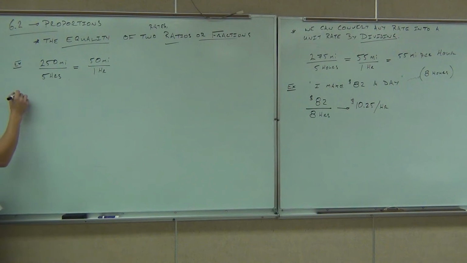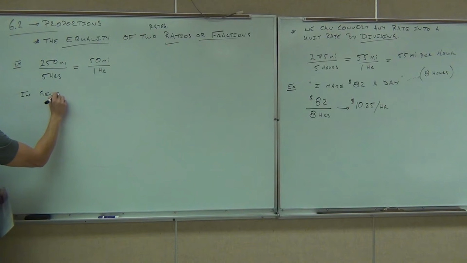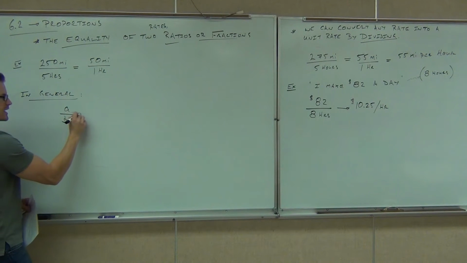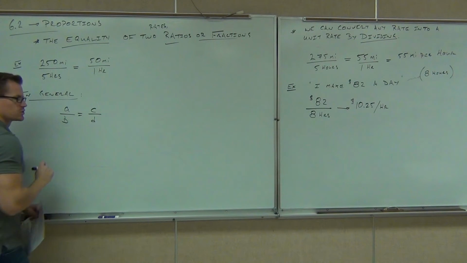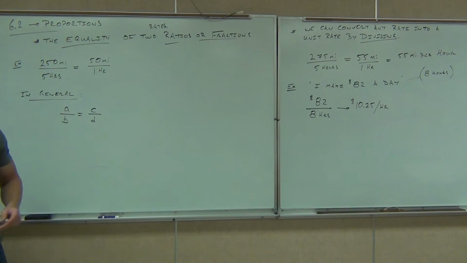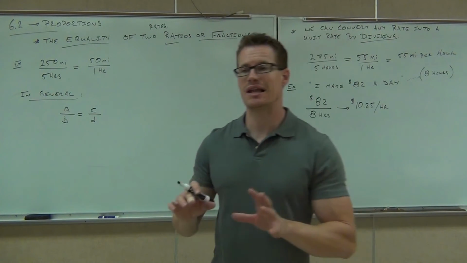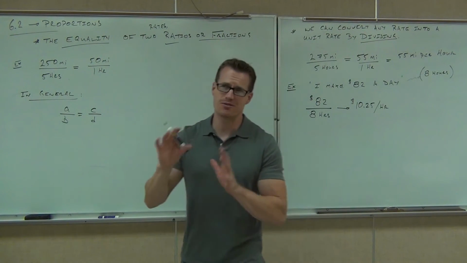In general, here's how proportions are going to look for you. In general, we simply have one fraction equal to another. So like A over B equals C over D. That's a proportion. Now here is the amazing thing about proportions. This is going to allow us to solve equations pretty easily in just about 5 minutes.